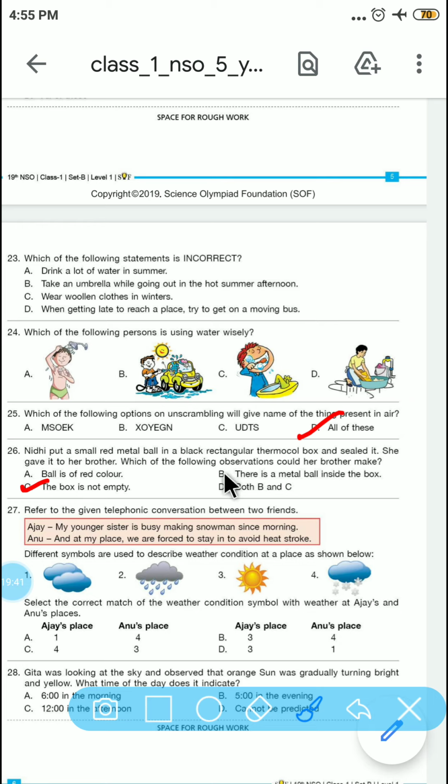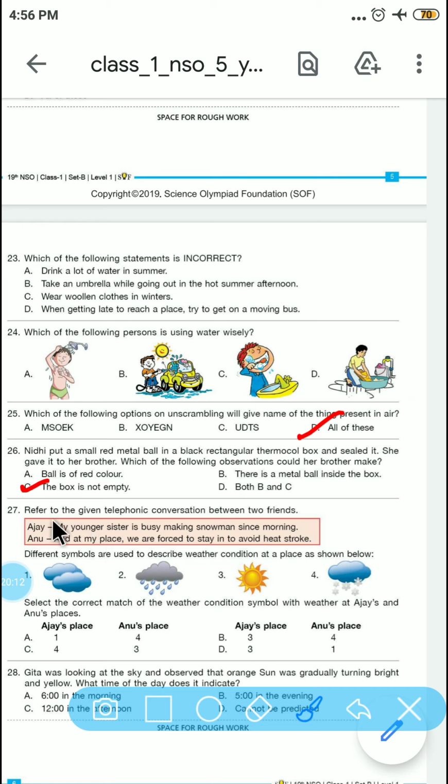Is it also like a rectangular thermocol box and sealed, so we can't observe it from the outside. Like if the box of thermocol is sealed, then how can it be possible for anyone to find out what is inside the box. So the box is not empty will be the correct option with the required condition.